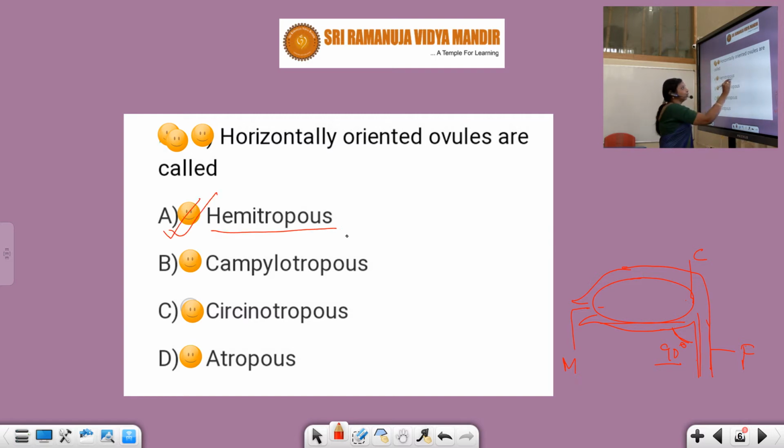It is Hemitropous ovule because in Campylotropous, of course the body bends in a right angle direction, but the micropylar part bends a little more.